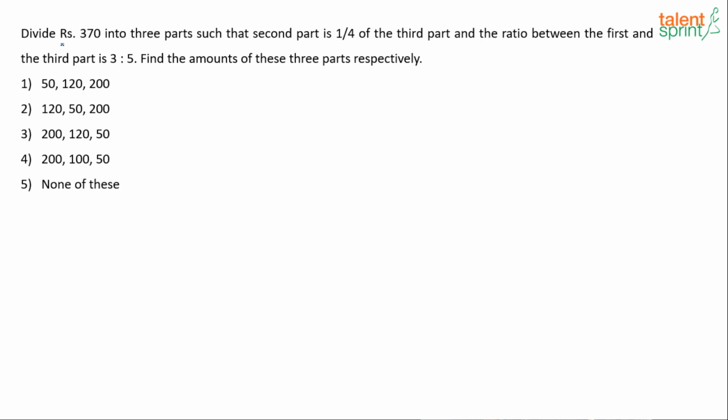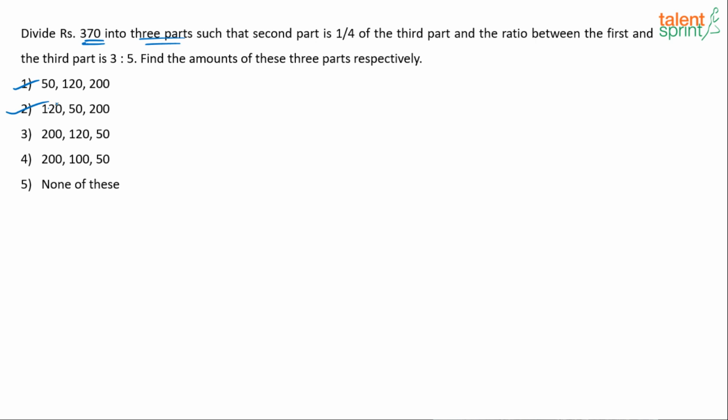Now don't try to solve the equations. Don't even write the equations. We want to divide 370. First of all, check which options have got a sum of 370. There are 370 which has to be divided in 3 parts. 50 plus 120, 170. 170 plus 200, 370. Yes. But then if you see, the same numbers are rearranged, right? This is 370.